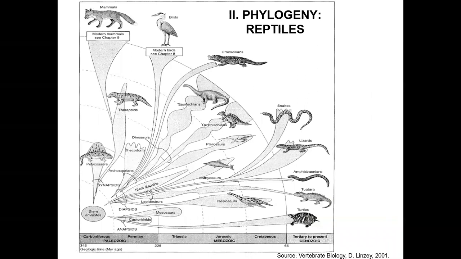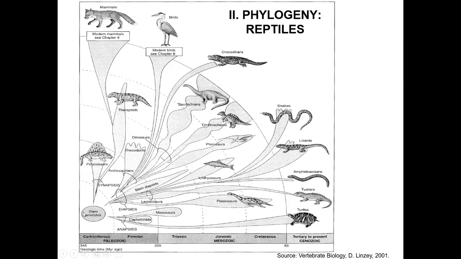So here's the phylogeny of our reptiles, and it's far more complicated than we see with our amphibians, largely because we have a much better fossil record. If you think about a lot of our reptiles, again, they have larger bodies, more developed skeletal systems. If you have a more developed and larger skeletal system, it's easier to find in the fossil record than some of our smaller amphibian counterparts.